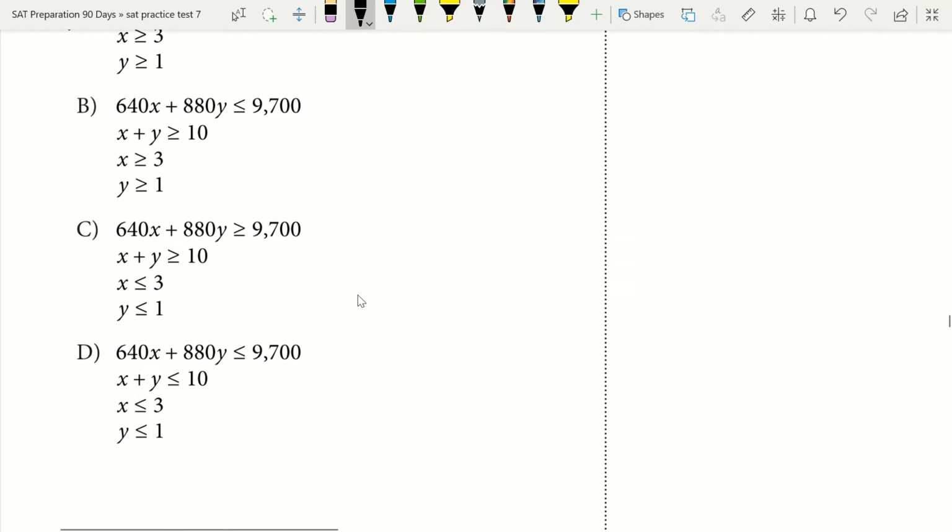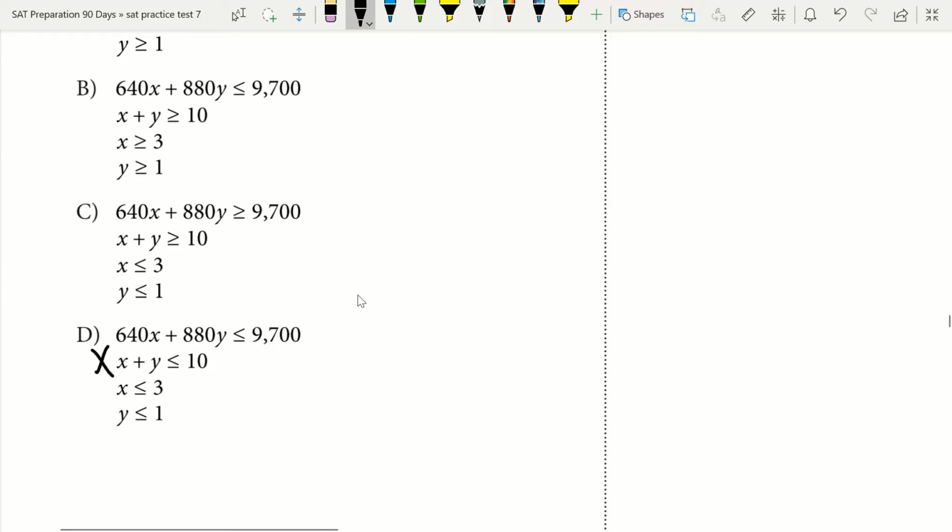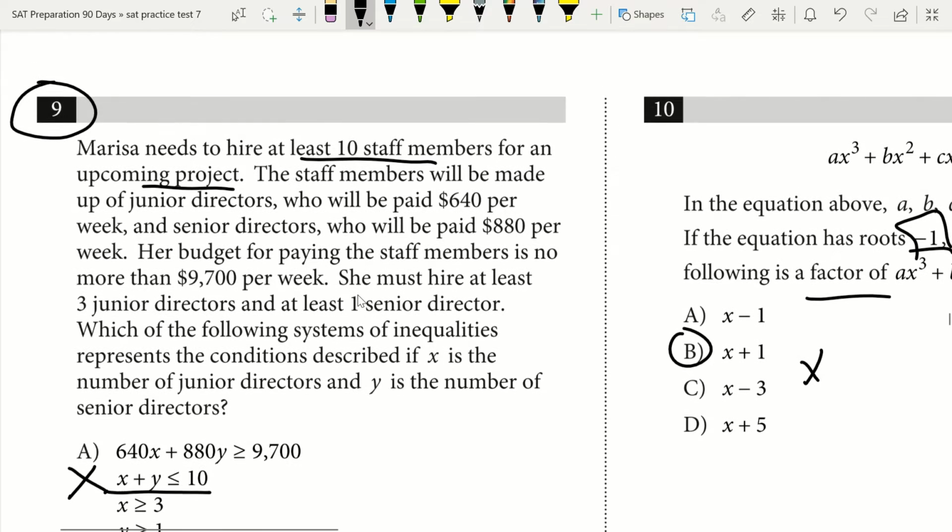I look at D, it has less than 10. That again suggests to me that D is going to be incorrect. So now I'm looking at B and C as my potential correct answers.